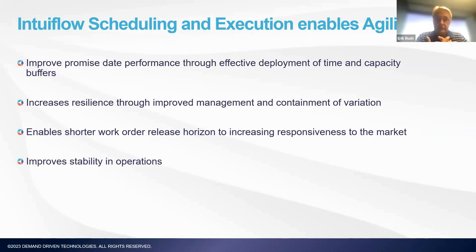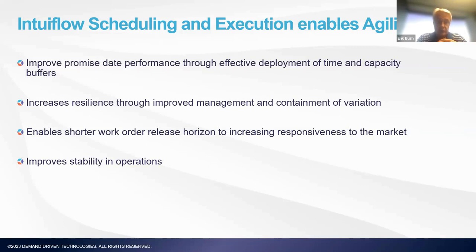We can improve resilience by managing variation. I can't say this often enough and strong enough that it's managing variation that is really the key to all of this. And the more we can exploit buffering concepts, whether it's stock, time, or capacity buffers, the more control we're going to get in our environment. And then finally, the more we can shorten our release horizons, the better off we're going to be. We become more agile by definition.